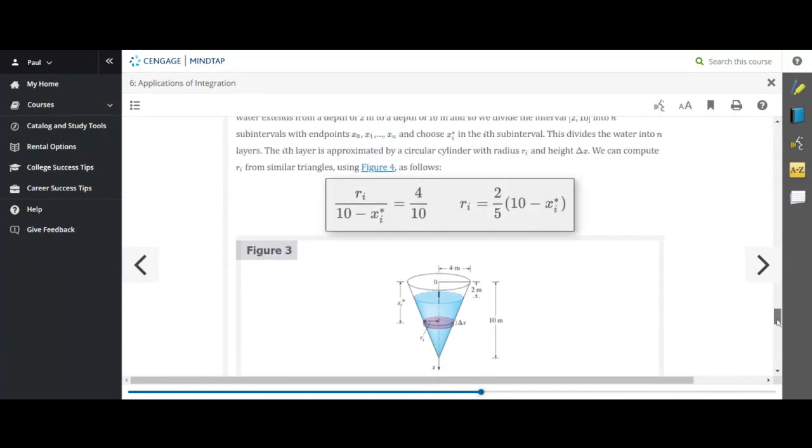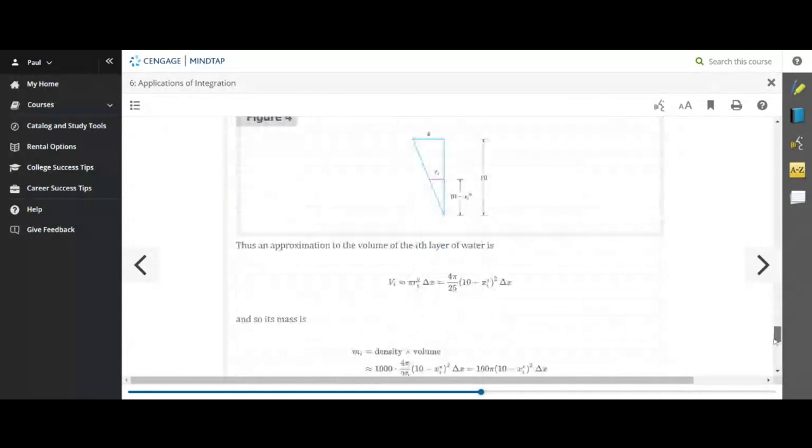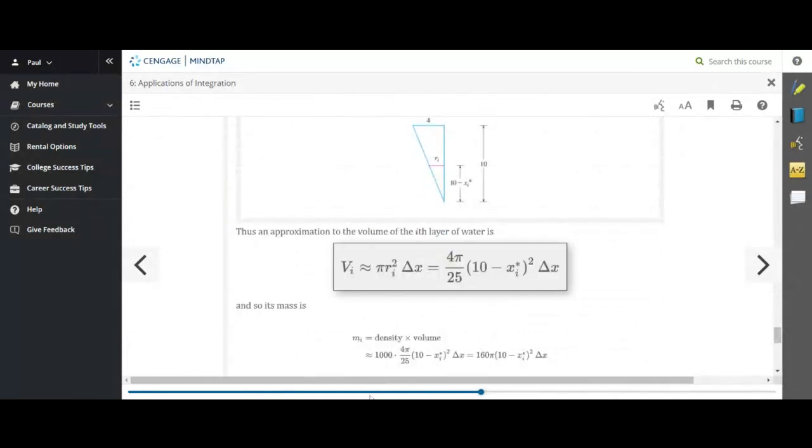Okay. Now, what we have to do when we're trying to find the work needed in emptying the tank by pumping out all the water, we need to ultimately get force times distance, because work is force times distance. But what we have to do first is find the volume of the ith layer of water. Now they're saying the volume of the ith layer of water is pi r squared times delta x. Pi r squared times delta x, what's that remind you of? That's the volume of a what?